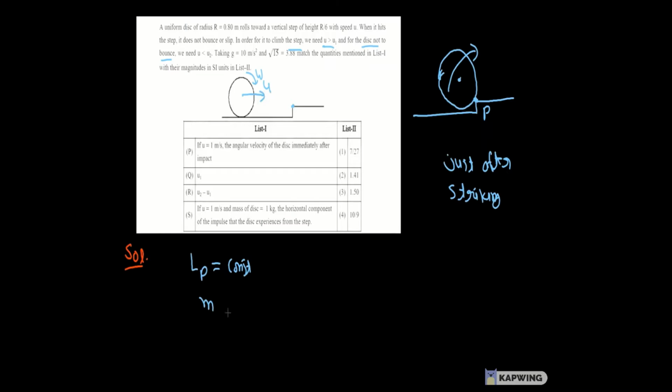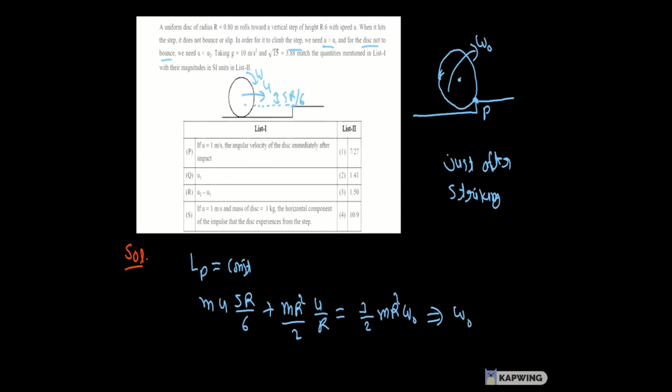Initial angular momentum will be mu into the perpendicular distance, that is r minus r by 6, which is 5r by 6, plus the angular momentum due to rotation, I omega, which is mr square by 2 into omega, and omega is u by r. This equals the final angular momentum, assuming pure rolling about P. Let its angular velocity just after striking be omega naught, so it is I about point P, 3 by 2 mr square into omega naught. From here we get omega naught as 8u upon 9r.